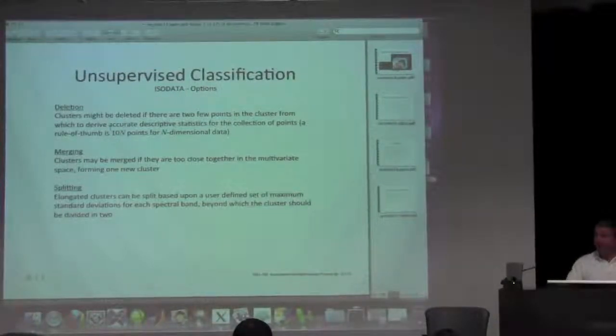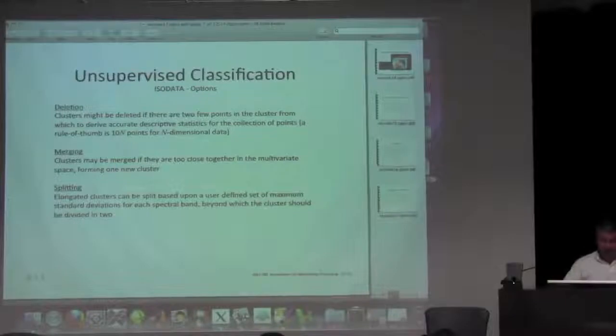You can delete based on the number of pixels in a class. And you can split based on how spread the data is. So by being able to do those 3 things, you can allow your algorithm to overcome what might have been a bad guess at the number of classes in the beginning.